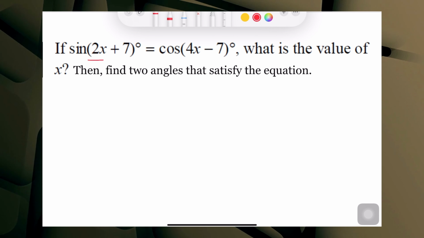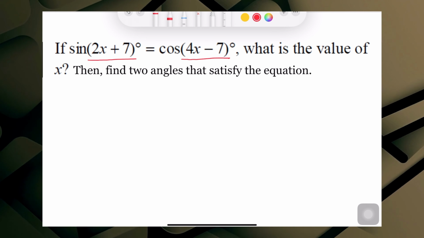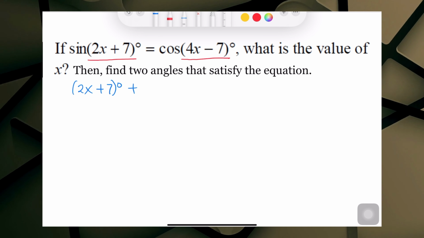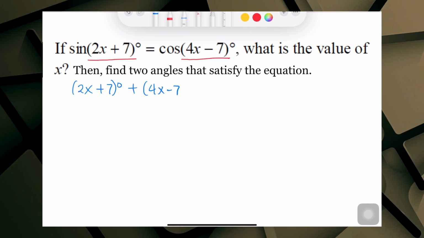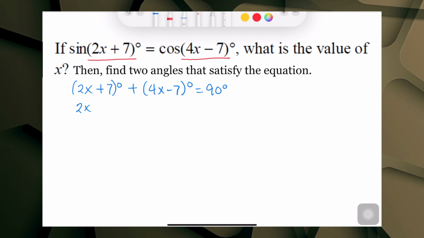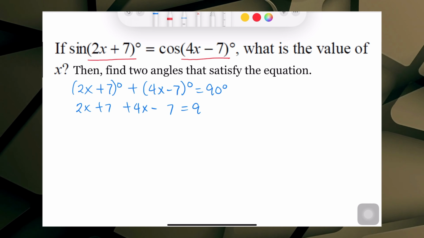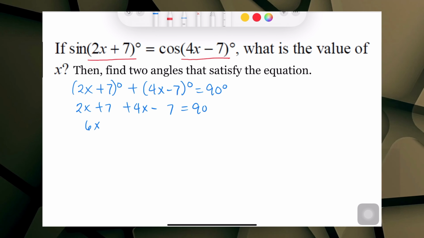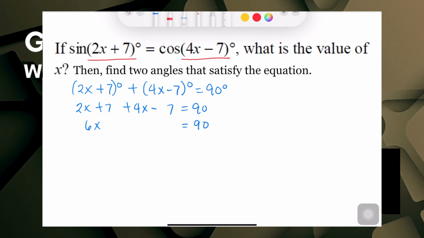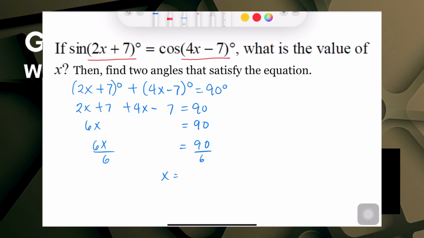The sum of (2x + 7) degrees and (4x - 7) degrees is equal to 90 degrees. Let's write that out. (2x + 7) degrees plus (4x - 7) degrees is equal to 90 degrees. Getting rid of the parentheses, we have 2x + 7 + 4x - 7 = 90. Combining like terms, 6x, 7 minus 7 is 0. 6x therefore is equal to 90 degrees. Dividing both sides by 6, x is equal to 15.